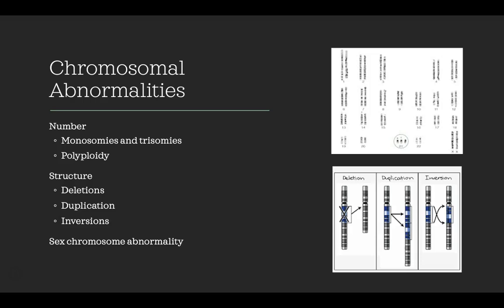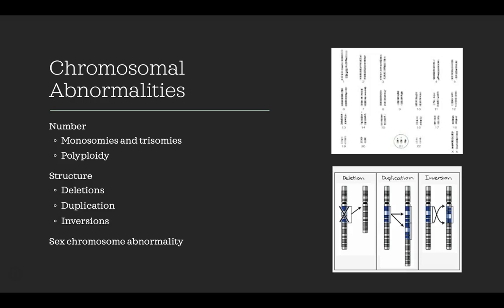In addition to abnormalities in number, we can see abnormalities in structure. Chromosome abnormalities of structure usually occur when there is a breakage and loss of a portion of one or more chromosomes, and during the repair process, the broken ends are rejoined incorrectly. These can be deletions, duplications, and inversions, which you can see depicted here.